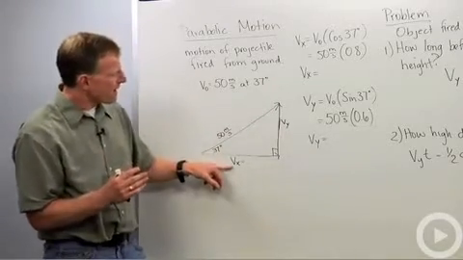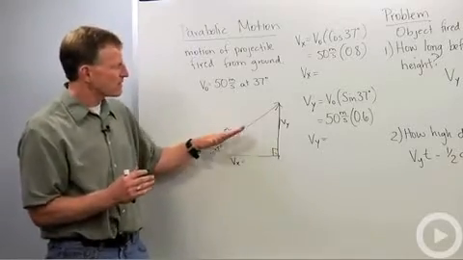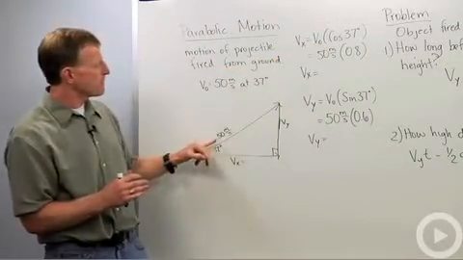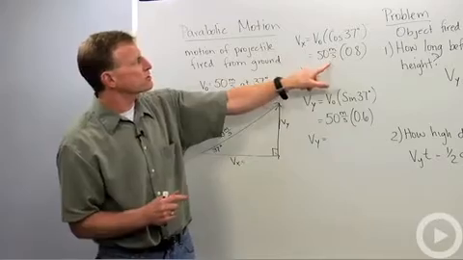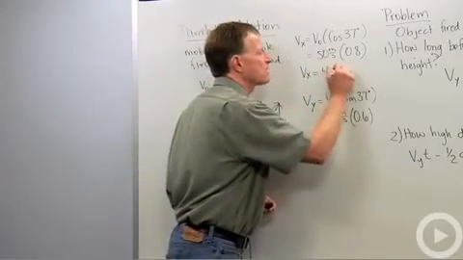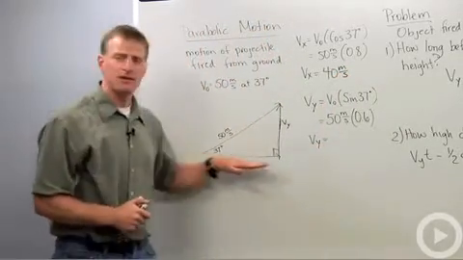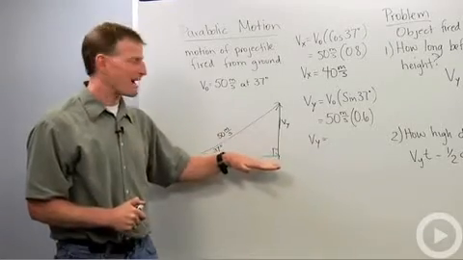So if I want to solve for x, I know that x over this value is basically the cosine of 37. So if I multiply this value by the cosine of 37, I have 50 meters per second times 0.8, that's going to give me 40 meters per second. That is my velocity in the horizontal. That's how fast it's moving along the x-axis.